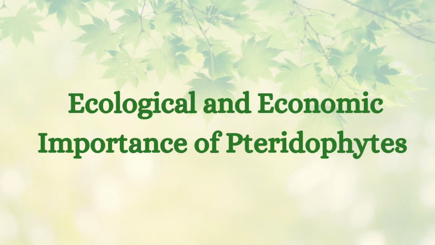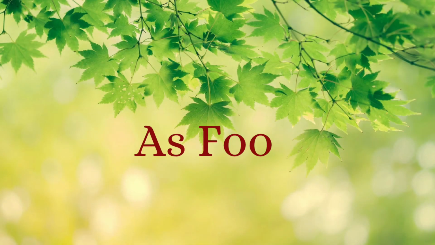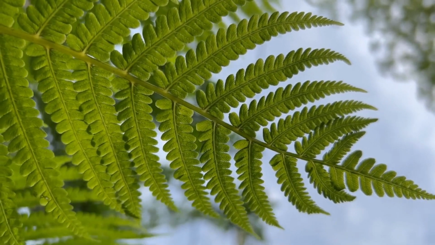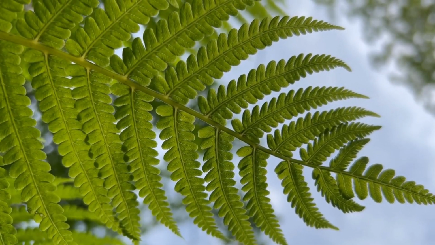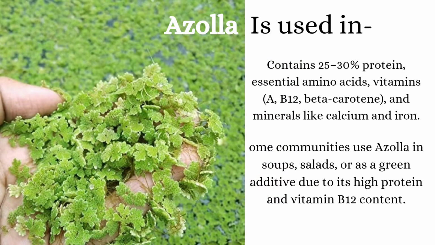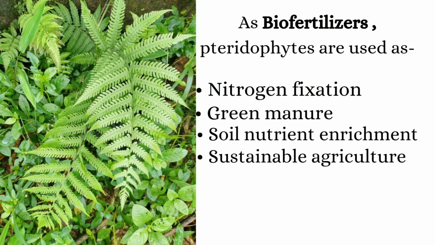Pteridophytes are classified into four main classes based on their morphological and reproductive features: Psilopsida, Lycopsida, Sphenopsida, and Pteropsida. Besides being lower plants, pteridophytes are both ecologically as well as economically important as a source of food. Pteridophytes have shown significant potential as a source of micro and macronutrients required to improve the diet. For example, the sporocarp of Marsilea yields starch that is cooked and eaten by certain tribes. Azolla is used as food production, with high carbohydrate and protein values.